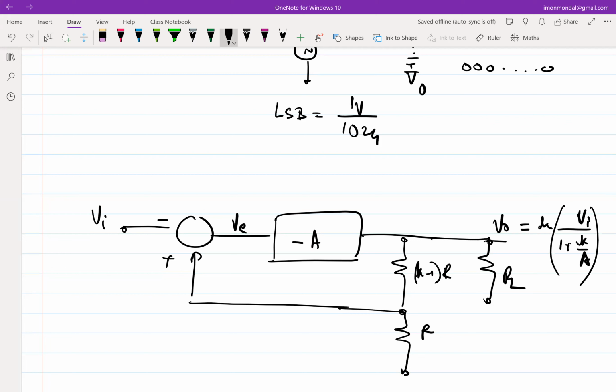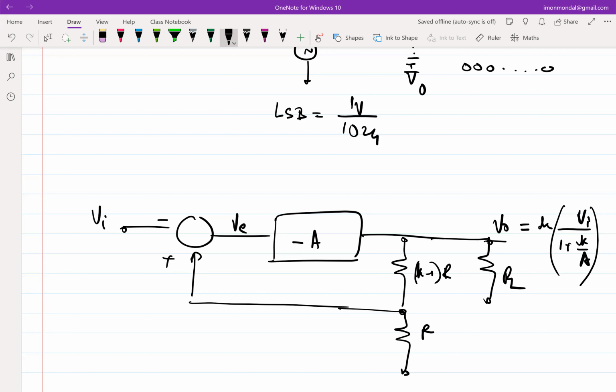If A is sufficiently high, then it's not at all a function of A. That's the whole purpose of negative feedback, right? If V naught becomes a strong function of A, then negative feedback is of no use, isn't it? It becomes like an open loop amplifier. Because the reason we are doing all these things is because A is not very accurate. Okay, so V naught is not a strong function of it.